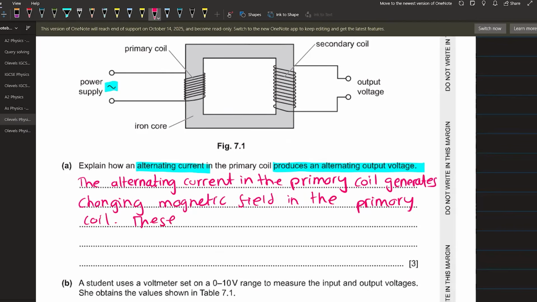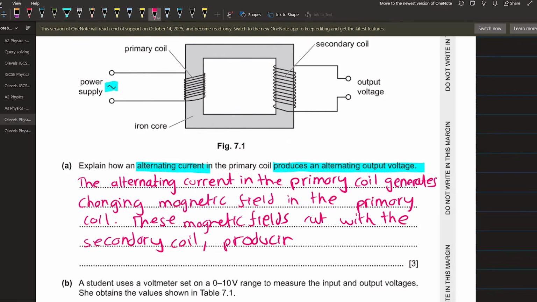These magnetic fields cut with the secondary coil, producing an alternating output voltage. Simple as that, nothing complicated. An alternating output voltage, easy peasy.